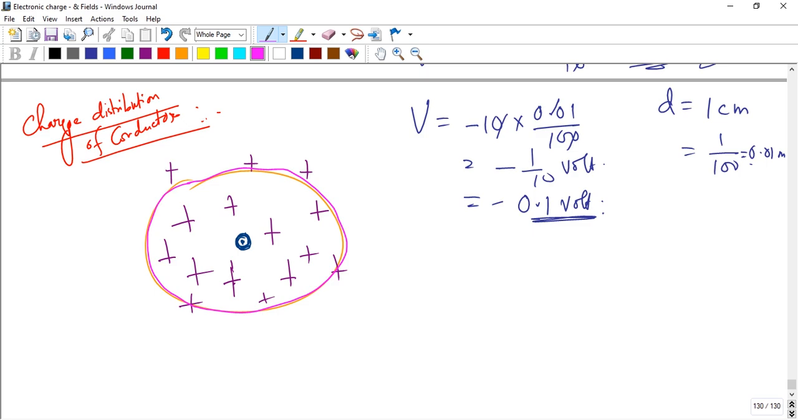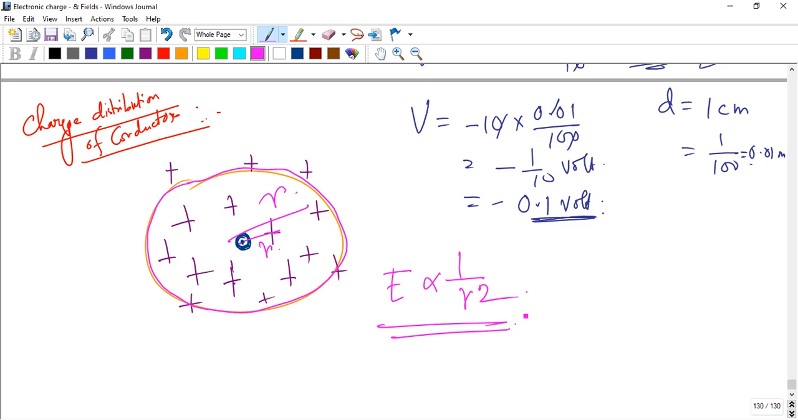Second assumption, all charges concentrated at the center. This is totally wrong, because we know that the electric field E is proportional to 1 over r square, depending on the distance r. So that is another wrong concept, and we ignore this possibility. Number 3, all charges distributed on the outer surface of the conductor. Yes, that is true.